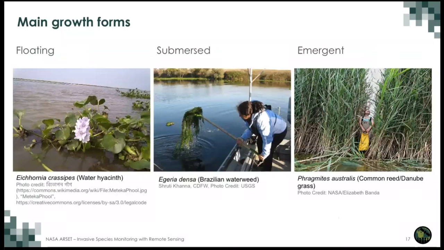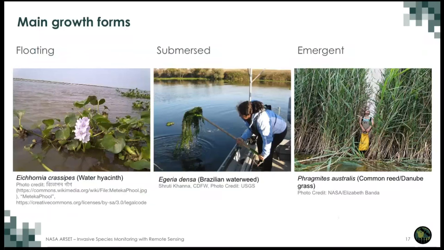Invasive plants are found throughout not only the United States, but much of the world, as we saw through some of those news articles previously. And they occur in a variety of aquatic habitats, including lakes, ponds, rivers, streams, estuaries, and wetlands. The species of concern are very diverse in taxonomic groups and include not only angiosperms, but also macroalgae with plant-like growth forms. And there are three main growth forms that we can think about for aquatic invasive plants.